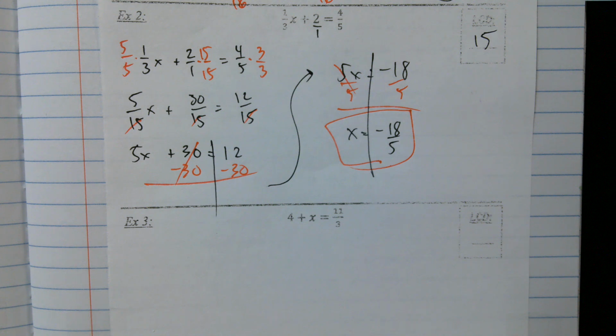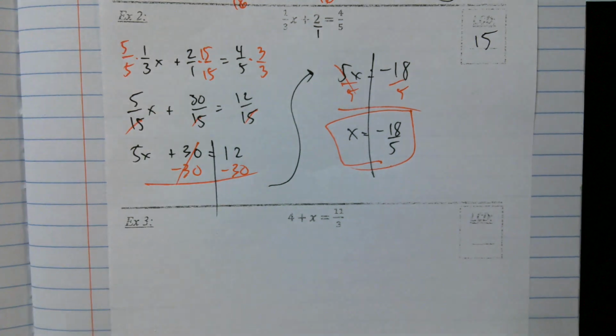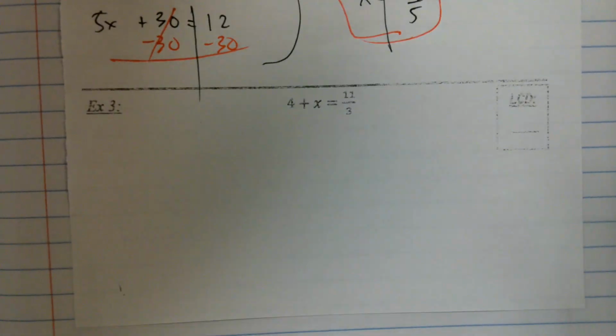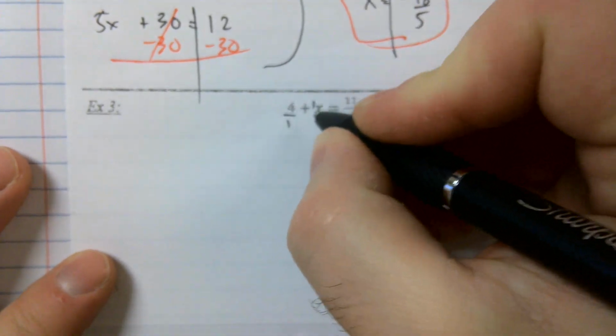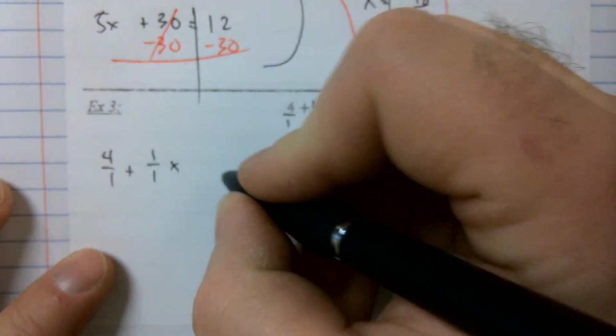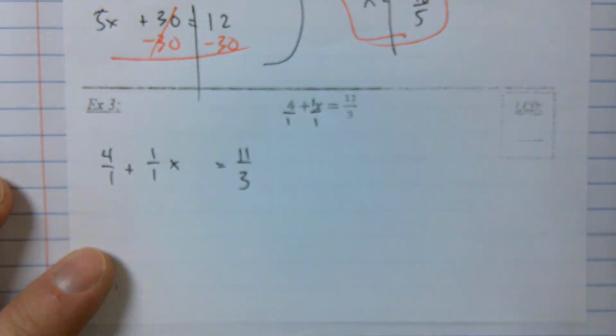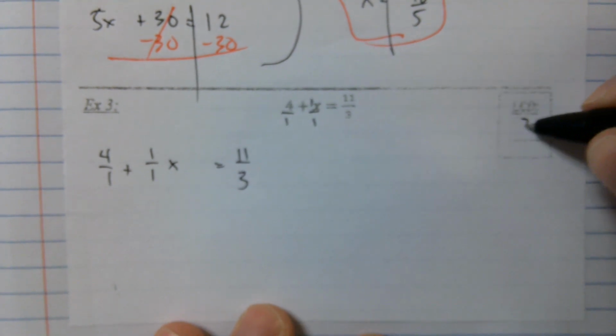Should be enough time. Last one. What am I going to do with my 4 and my x? Put them over 1. Now, what number's in front of my x right now? 1. So we got 4 over 1 plus 1 over 1x equals 11 over 3. What's my LCD? 3.